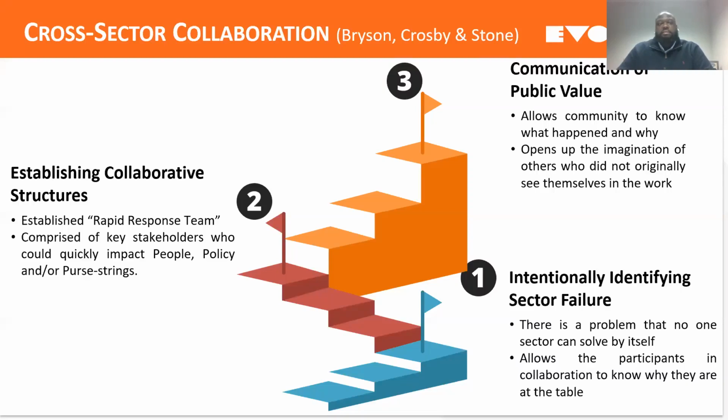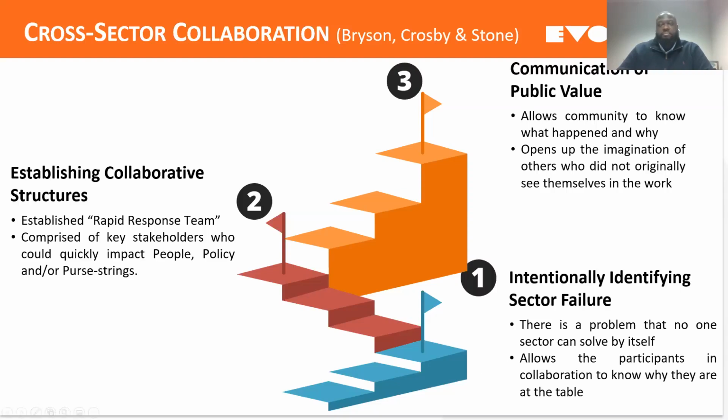Second, we had to establish a collaborative structure. So how are we actually going to work together to be intentional? Because once we identify that sector failure, it helps everybody understand why they're actually at the table. And what we really wanted to comprise were people who could address policy, people, and ultimately purse strings to support this. And then the third piece was to communicate public value.